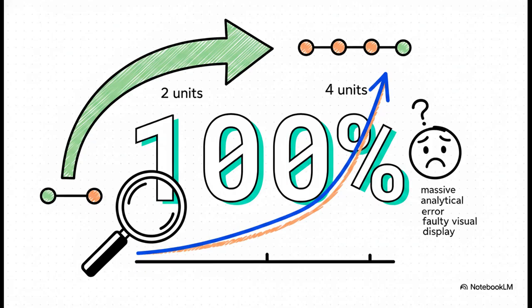That jump from 2 to 4 represents a massive 100% increase in performance. It's a huge proportional transformation for that learner. But because a standard linear graph only tracks absolute additions, just a simple plus 2 units, that incredible 100% relative reality is completely hidden. The line graph visually flattens that monumental achievement right down into a tiny, unremarkable tick mark. And if you're analyzing clinical data, missing a 100% increase because of a faulty visual display, that's a massive analytical error.